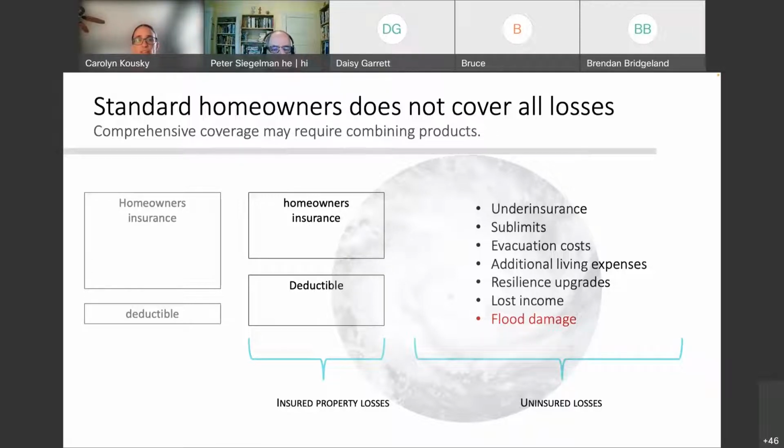And then we also see lots of things like flood damage and earthquake damage are just excluded completely from standard homeowners policies. And we're starting to see more and more other types of limits when it comes to disaster losses.